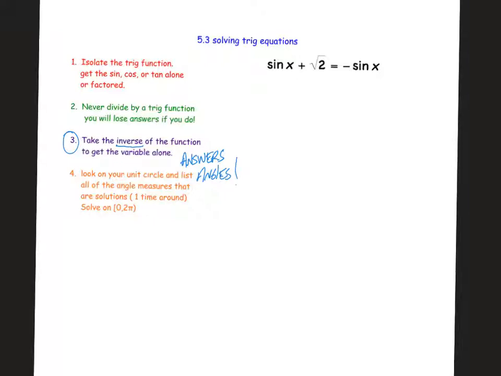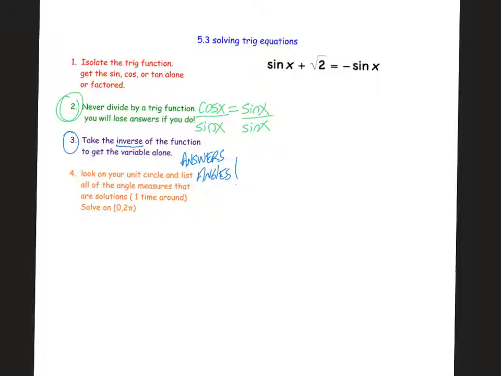The other thing I wanted to point out is number 2. It says never divide by a trig function. You'll lose answers if you do. Imagine if I had a cosine x equals sine x, for example. And let's say I divide by sine x.